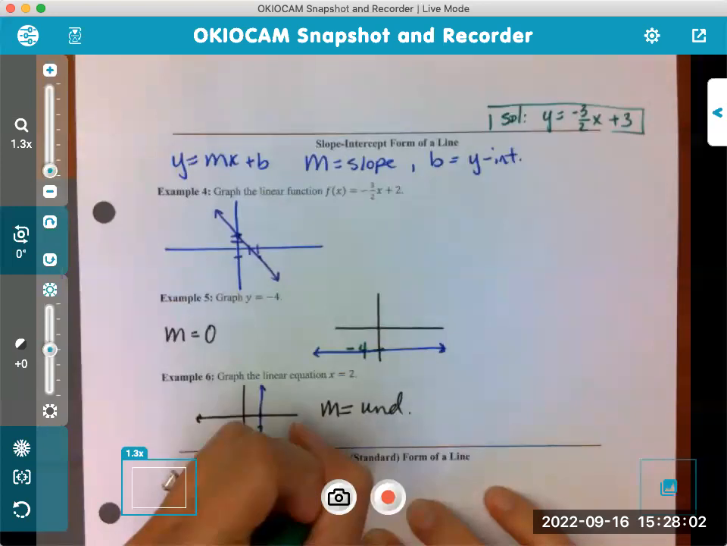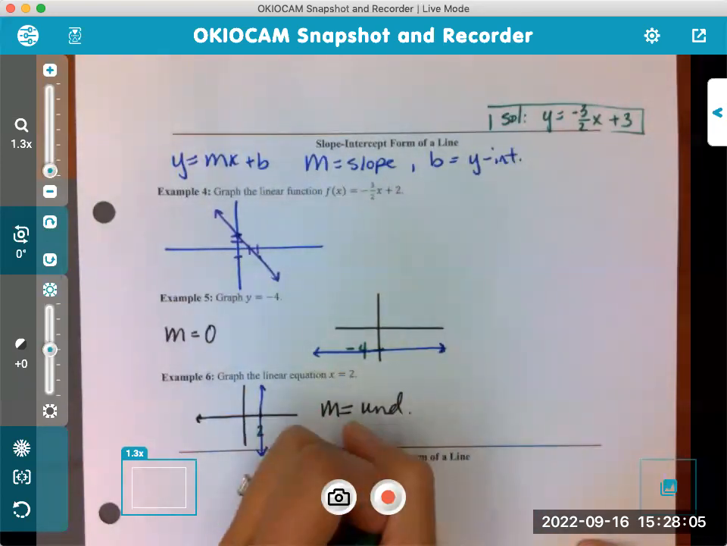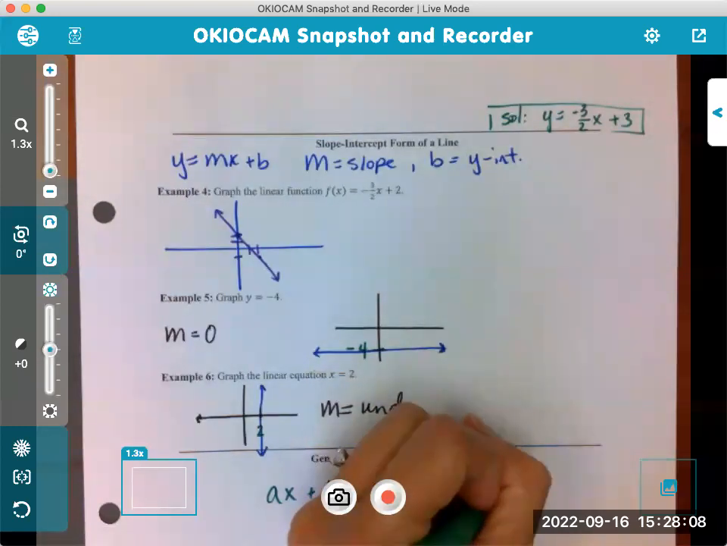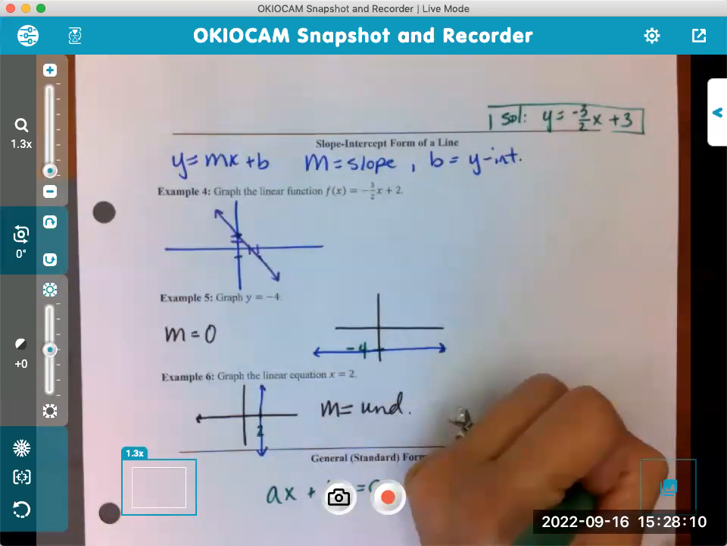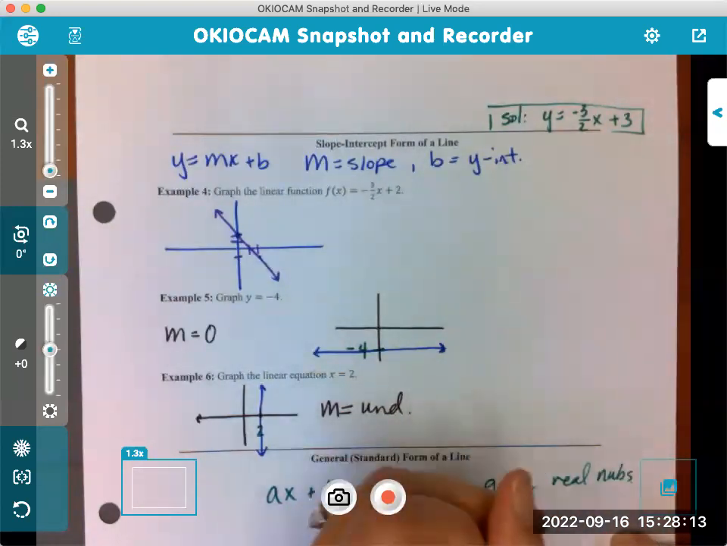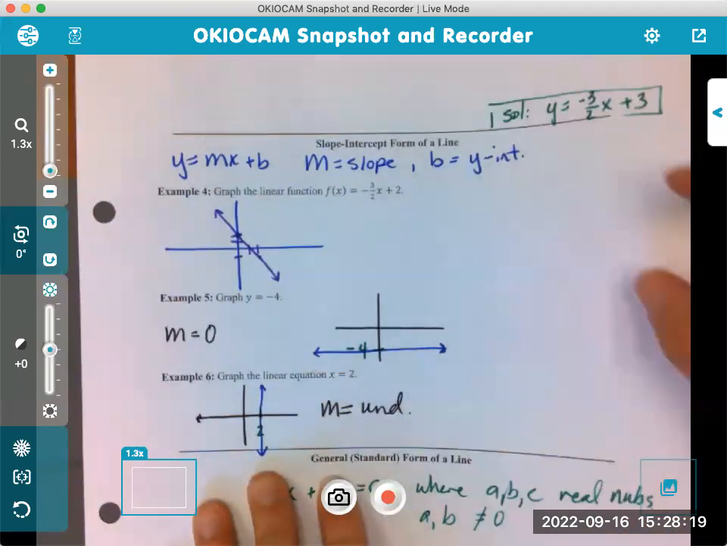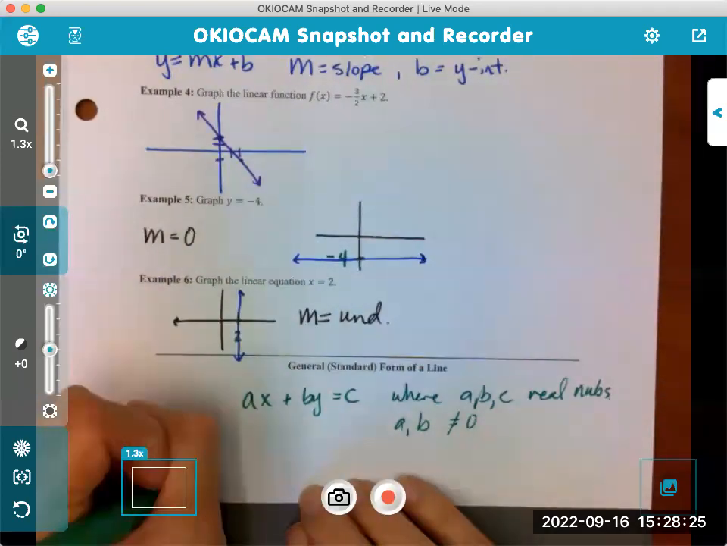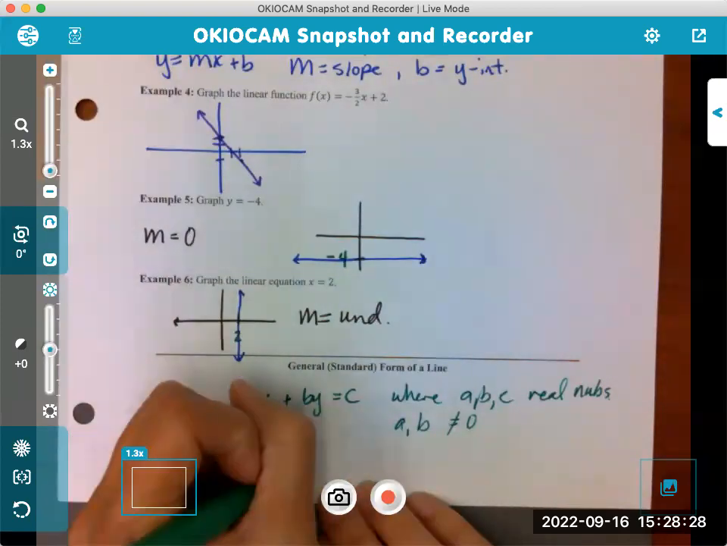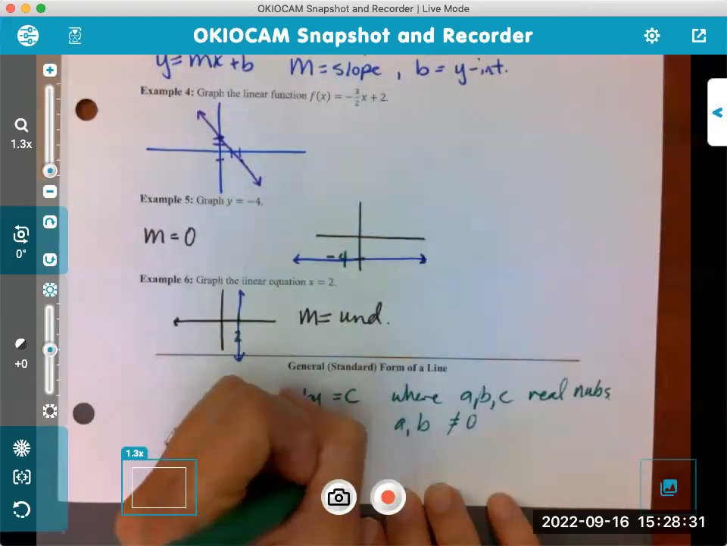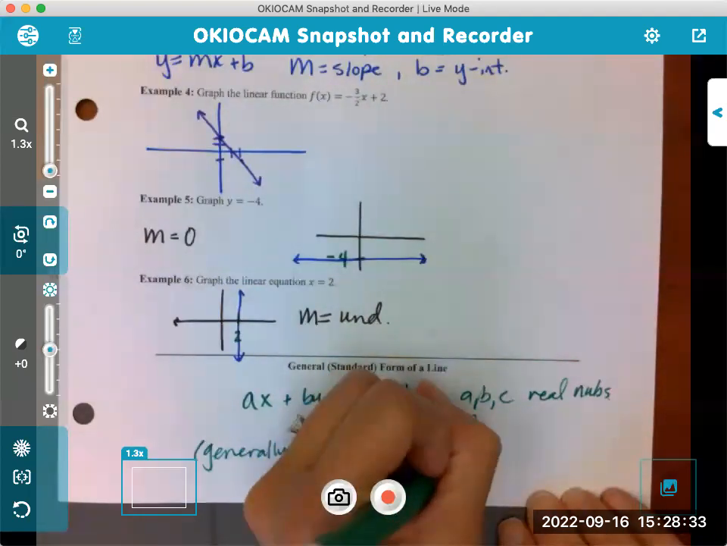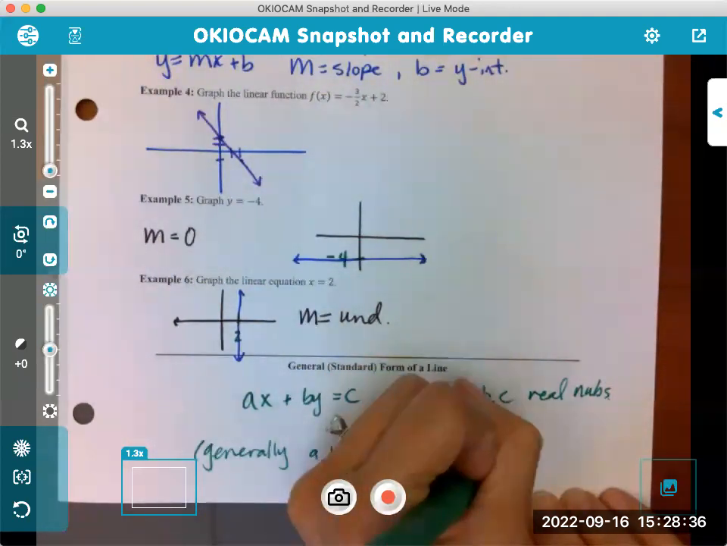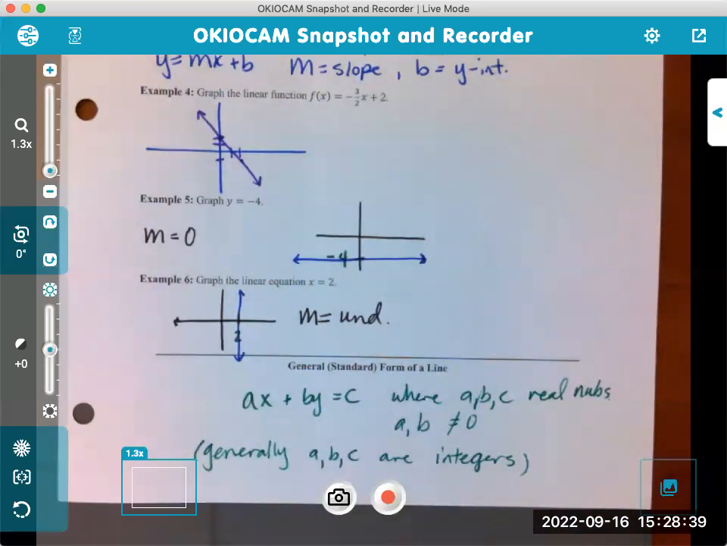So the general standard form of a line is what we have at the beginning here: Ax plus By equals C, where A, B, and C are real numbers. A and B can both not be 0, because if they are 0, then we just have a constant. And also generally, A, B, and C are integers, basically no fractions. So if you have fractions, you'll want to multiply through by a common denominator.